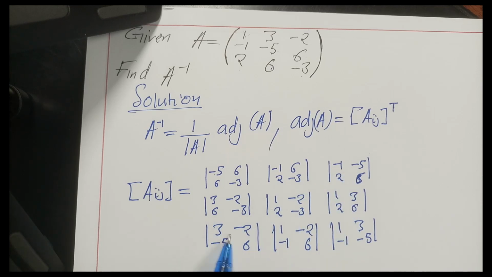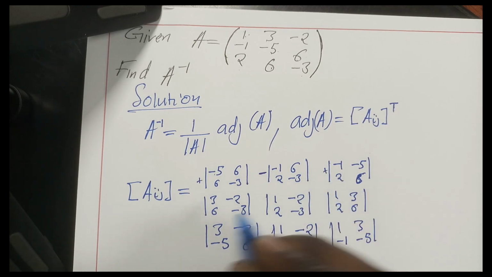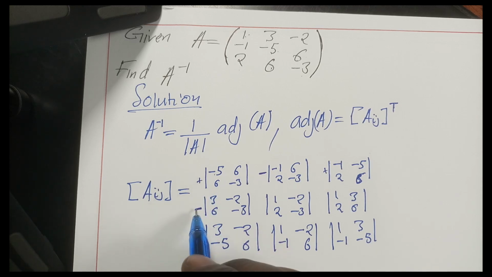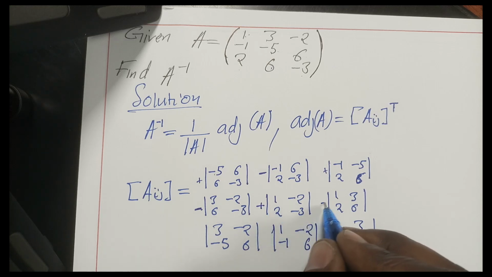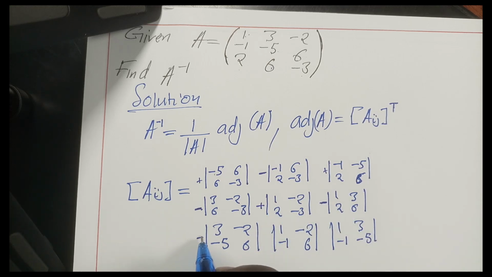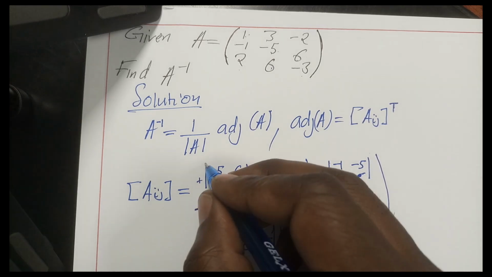So these are called minors. For them to become cofactors, you have to assign a sign, either negative or positive. The easiest way to give those signs is that for the first minor, just give it a positive. The second, negative, then positive. If this is a positive, this will be negative. This is negative, this will be positive. This is positive, this will be negative. So the signs will be alternating like that. Okay, so this is your matrix of cofactors.